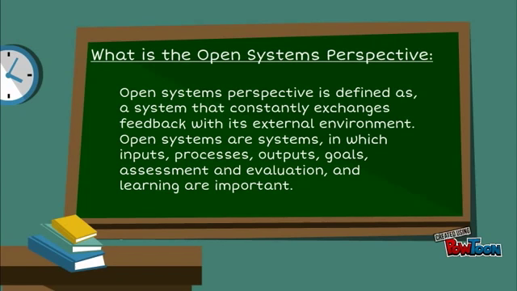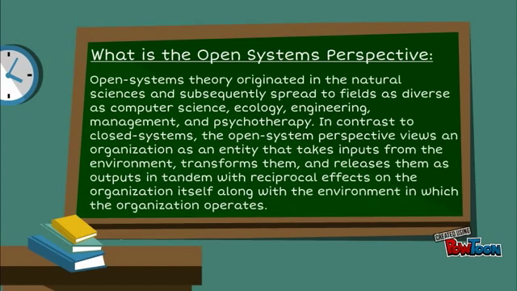Open systems are systems in which inputs, processes, outputs, goals, assessment, evaluation, and learning are all important. Open systems theory originated in the natural sciences and subsequently spread to fields as diverse as computer science, engineering, and management. In contrast to closed systems, the open system perspective views an organization as the entity that takes input from the environment and transforms them. They then release them as outputs in tandem with complementary effects on the organization itself along with the environment in which the organization operates.